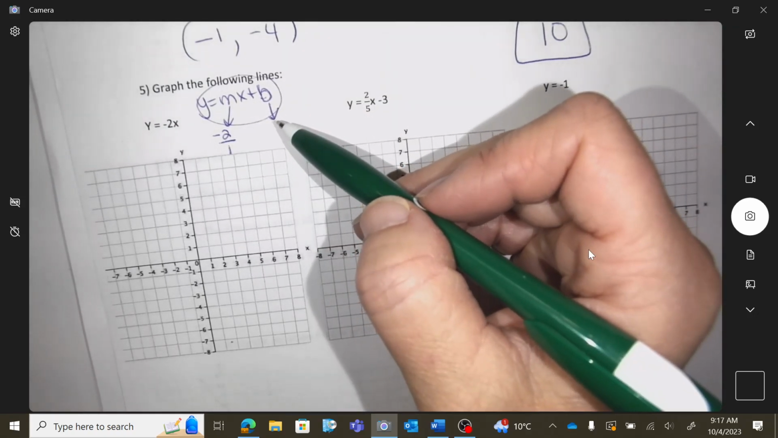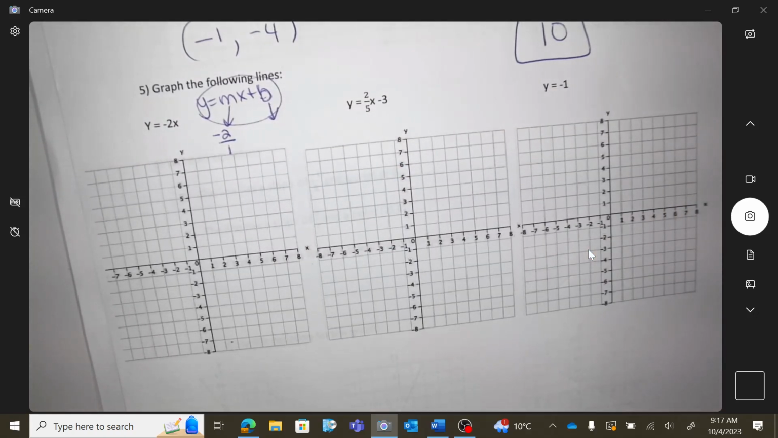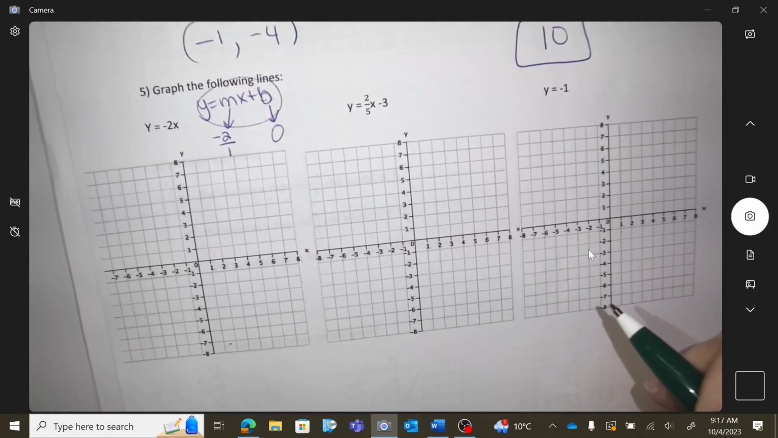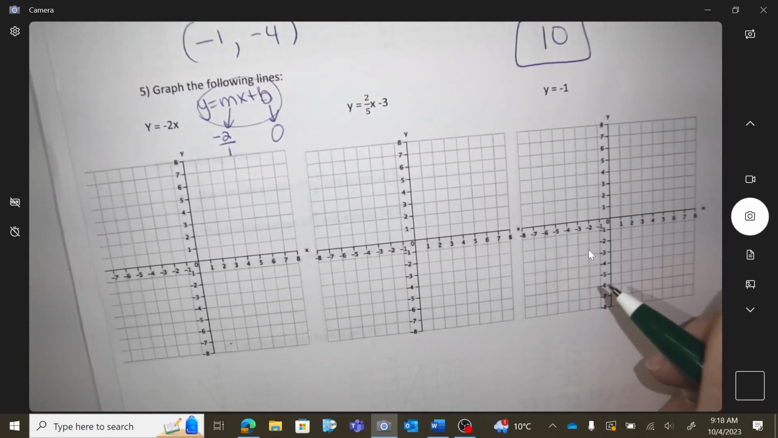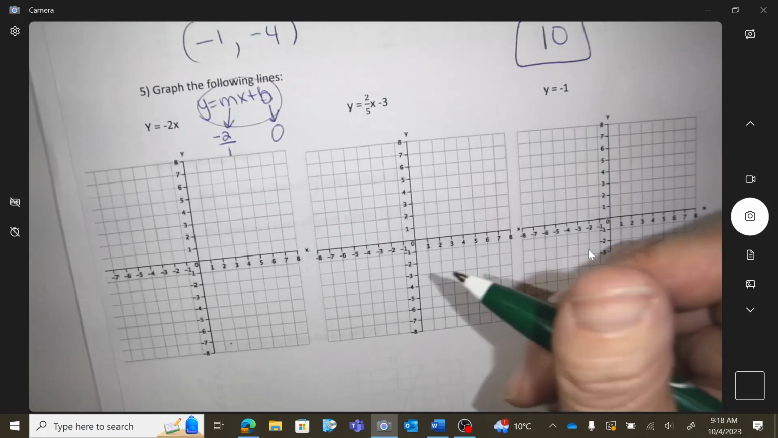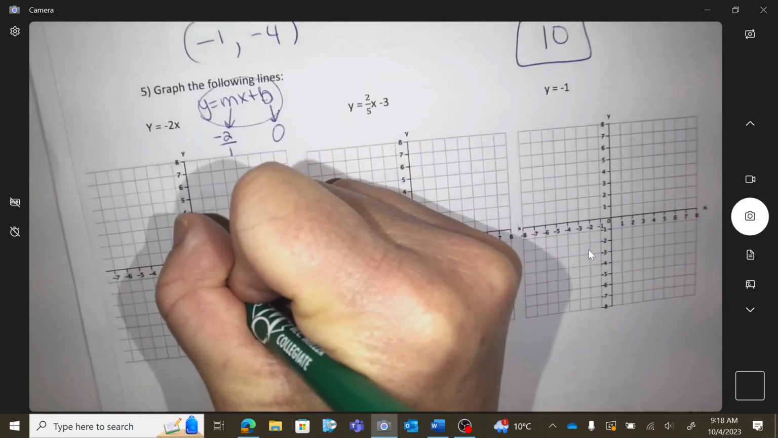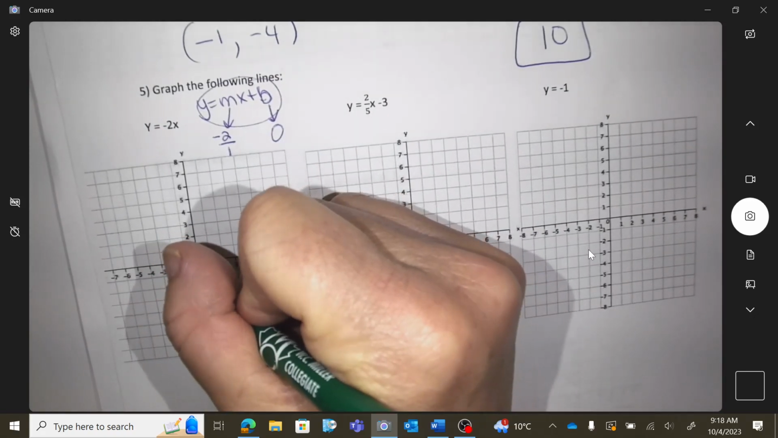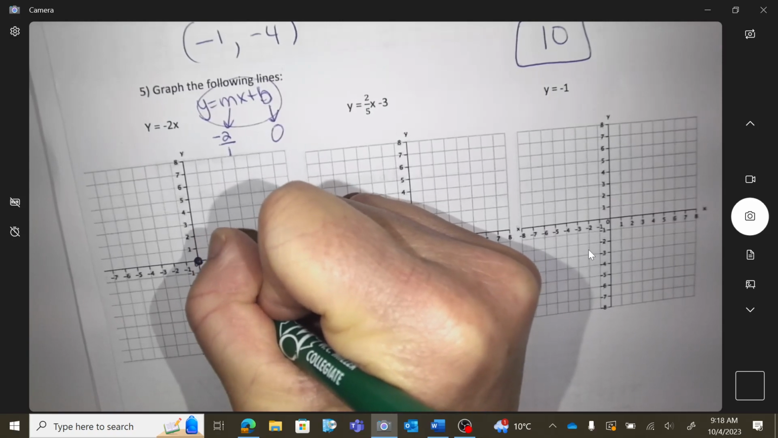And what is your value for your y-intercept? 0, right? It's not even there. So if I go y-intercept of 0, I'm going to go down 2, right 1.